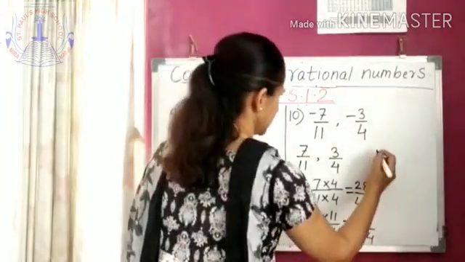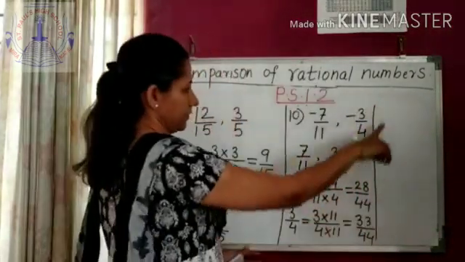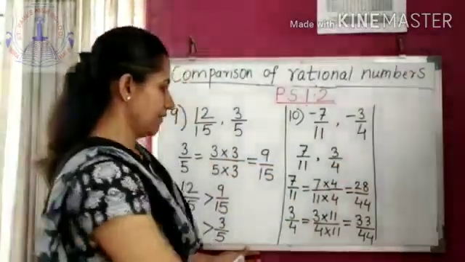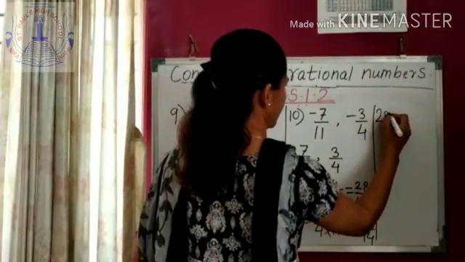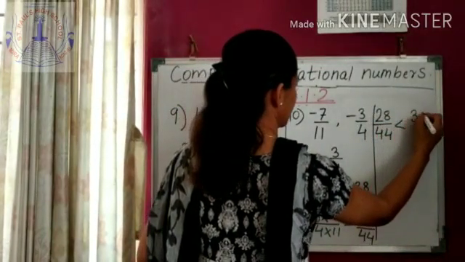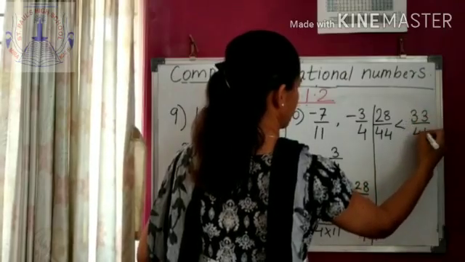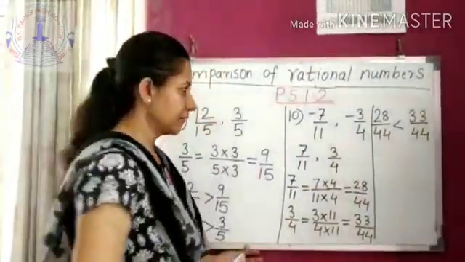So I will be writing this side. Same problem, I will continue here. So can I write 28 upon 44 less than 33 upon 44? Yes. You can see 33 is greater than 28.